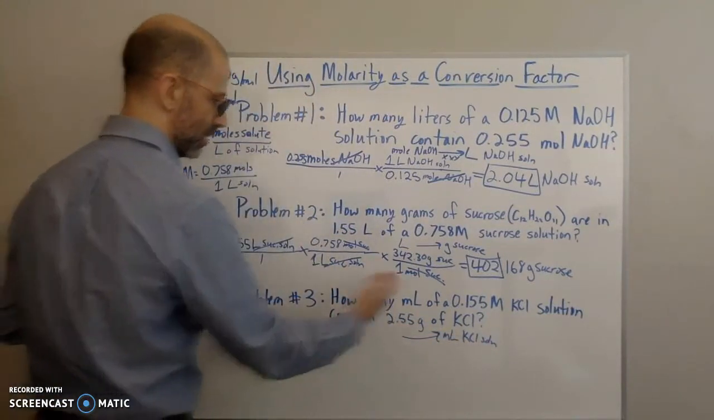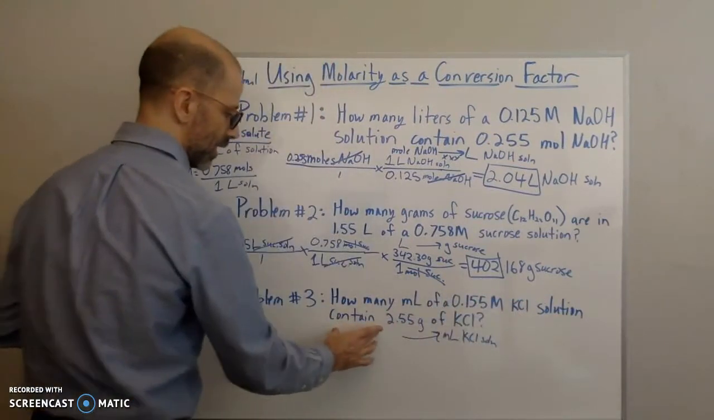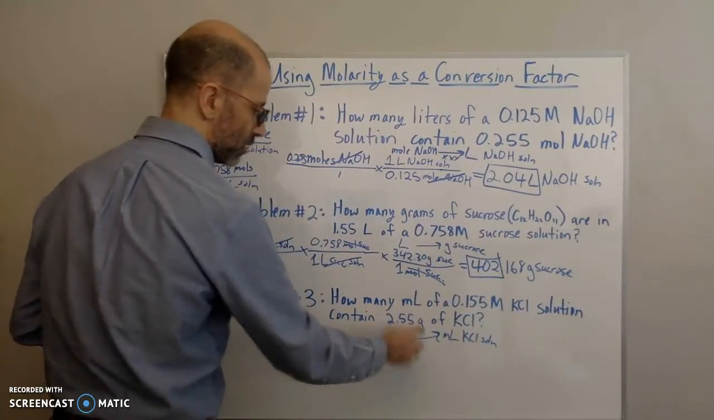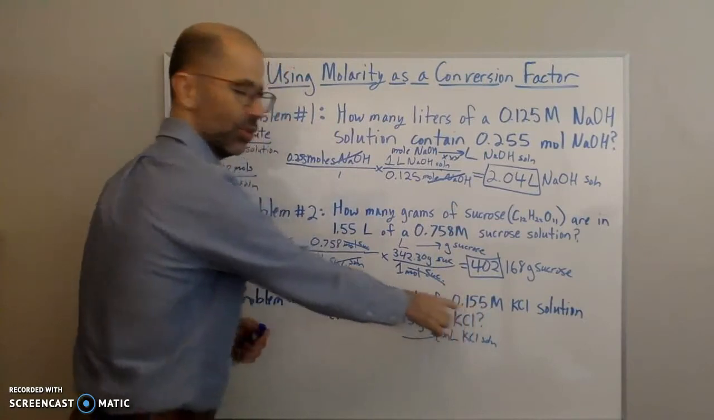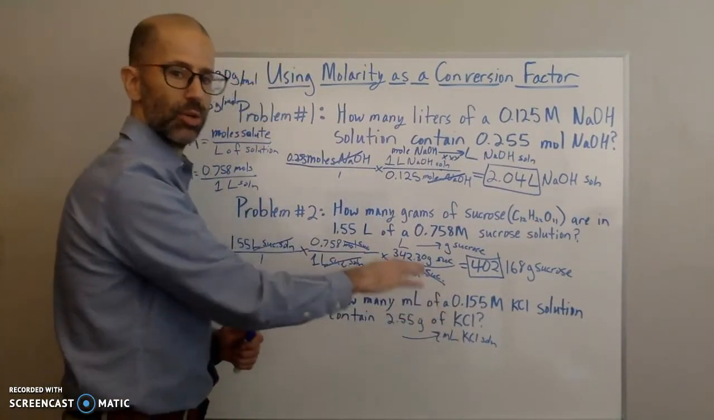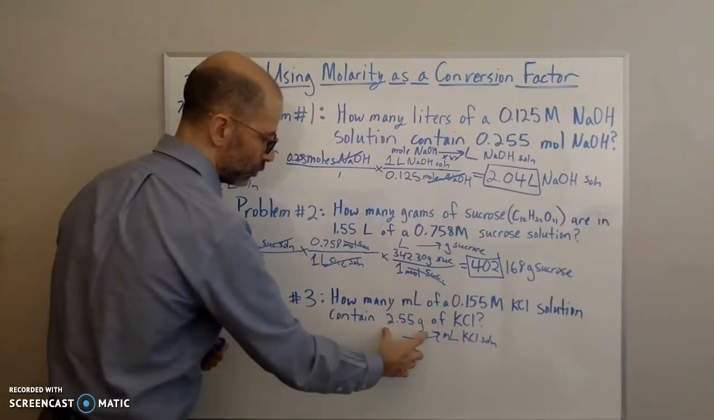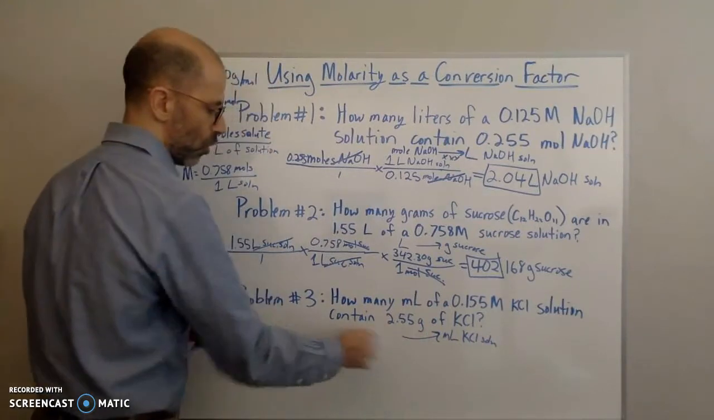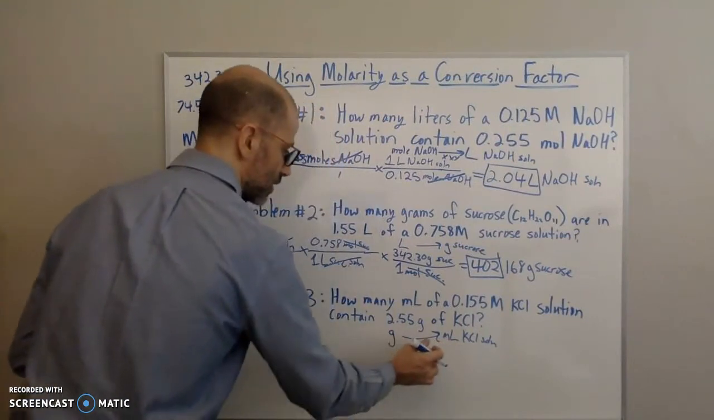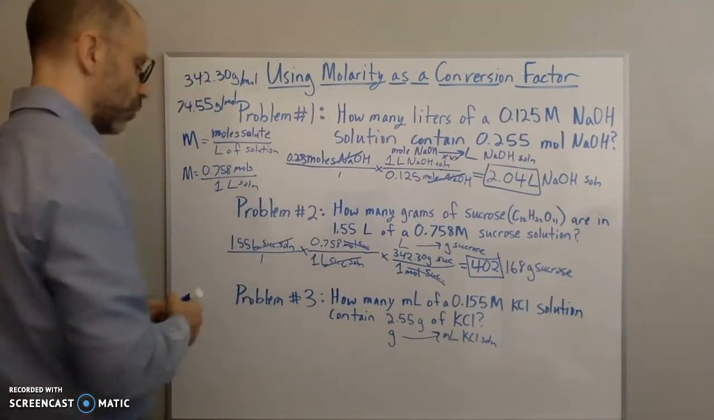Okay, so that's where we end. How are we going to get there? They gave us 0.155 molar KCl solution, and we want to know how much of that contains 2.55 grams. So again, we're not going to use molarity as the beginning because that is a relationship. We're going to use it as a conversion factor. The only other thing that's by itself is 2.55 grams. So we're going to go from grams of KCl to milliliters of the KCl solution. Let's go ahead and do that.